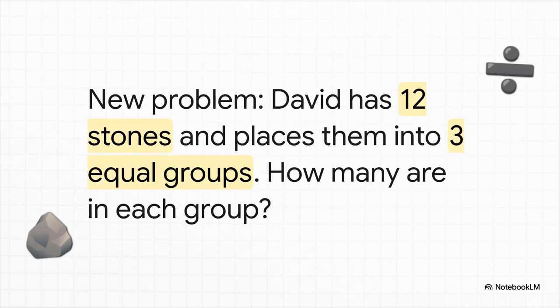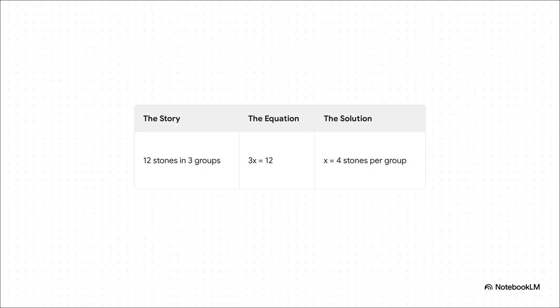And this metaphor isn't a one-trick pony either. It works just as well for multiplication and division. So let's try another one. This time, the story is that David has 12 stones and he sorts them into 3 equal groups. So let's just trace the logic one more time. The story, 12 stones, 3 equal groups. The equation, 3 times x, that's our unknown number of stones in each group, equals 12. So to find x, we do the opposite of multiplication, which is division. Divide both sides by 3, and you find that x equals 4. The solution, back in the story, is 4 stones per group.